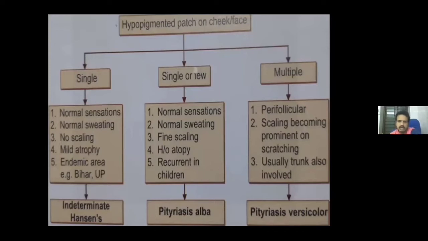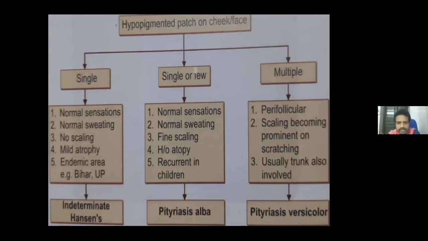Pityriasis versicolor, we already described the features. It will be perifollicular, then scaling becomes prominent on scratching. Usually the trunk is more involved. Involvement of the face is also there, but in most cases involvement of the trunk is more compared to the face. Then pityriasis alba is there, which happens in atopic children. There will be a history of allergy, atopy will be there. Then it will be recurrent in children. Fine scaling will be there.